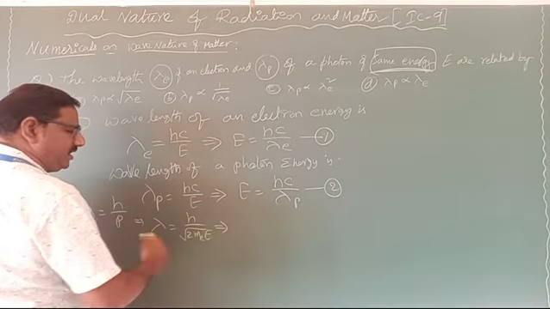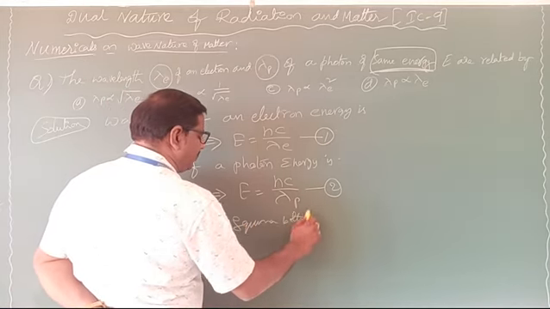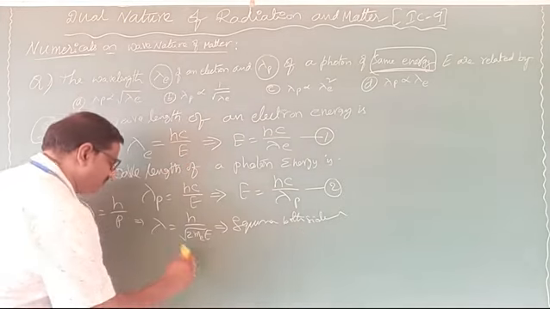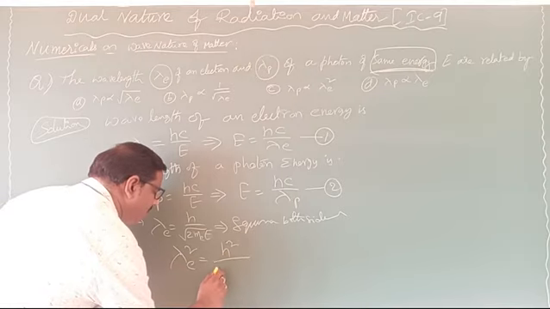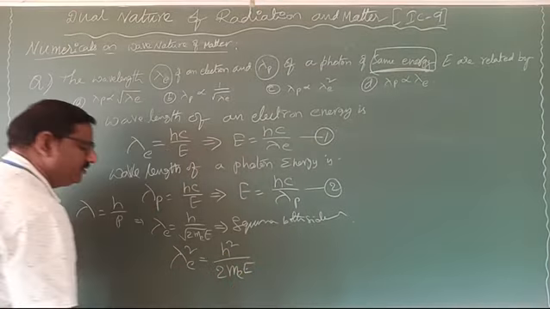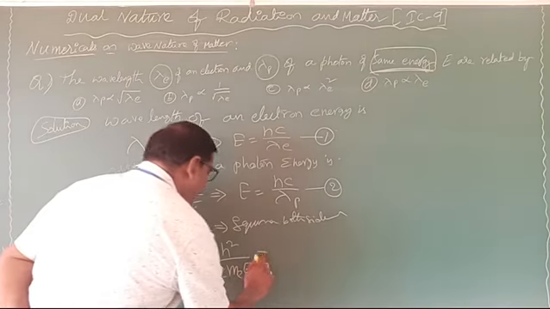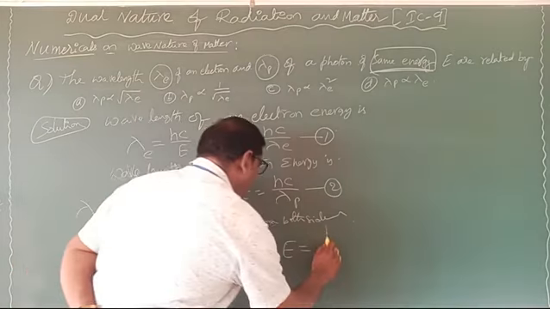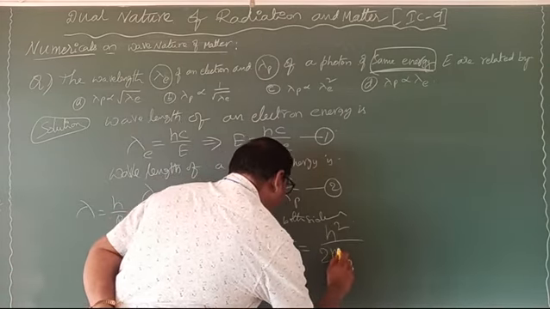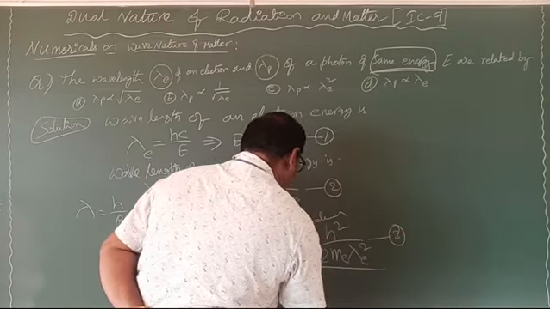Now I want to square both sides of the de Broglie wave equation. Then lambda E square equals h square by 2 me into E, where me is the mass of the electron. Very simply, taking this side and that side, energy E equals h square by 2 me lambda E square. This is equation number 3.